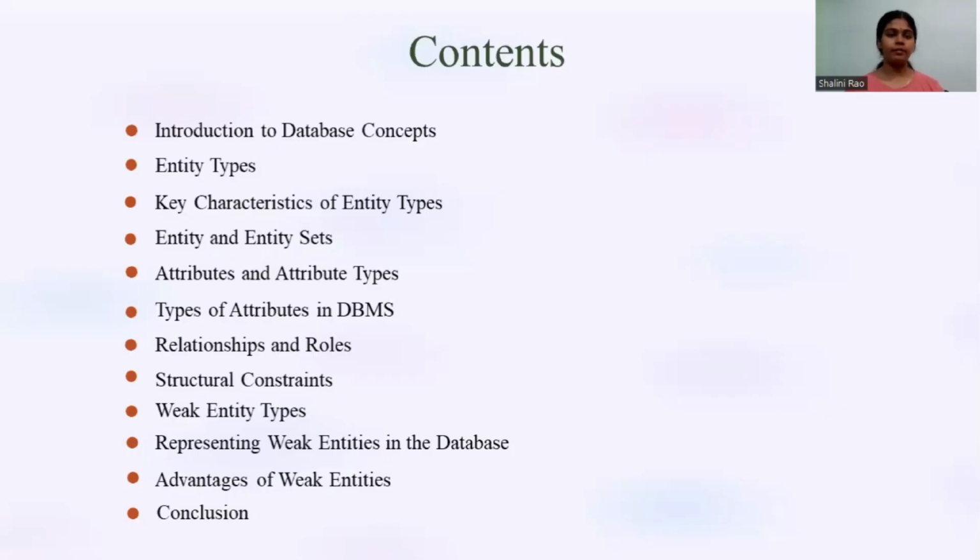So in the contents, we have introduction to database concepts, entity types, key characteristics of entity types, entity and entity sets, attributes and attribute types, types of attributes in DBMS, relationships and roles, structural constraints, weak entity types, representing weak entities in the database, advantages of weak entities, conclusion.